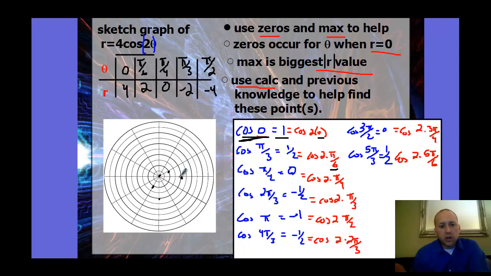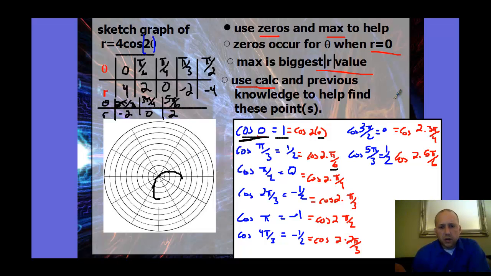So if I just make a curve with these points, we're going to come up to this point, down, around to this point. So that's the start of my curve. Then if I continue these points, 2 pi thirds is negative 1/2, the cosine of 2 times 2 pi thirds is negative 1/2. Negative 1/2 times 4 would be negative 2. If I plug 3 pi fourths into this equation, I end up getting 0. And if I plug in 5 pi sixths, I end up getting 2.